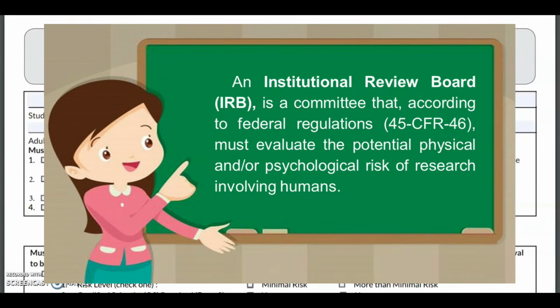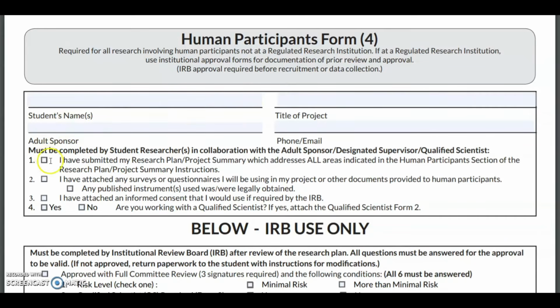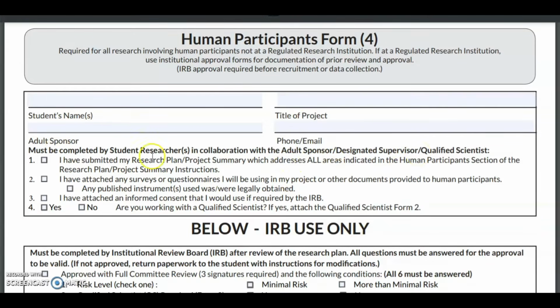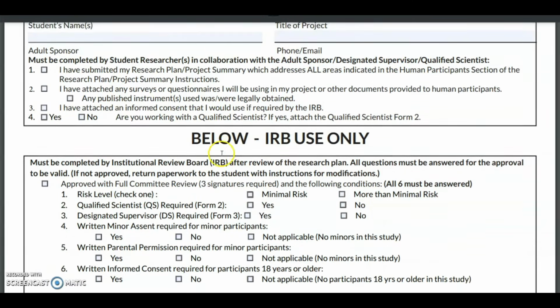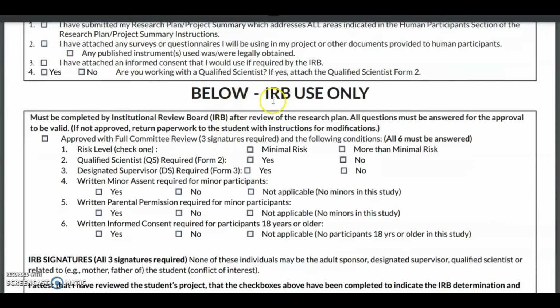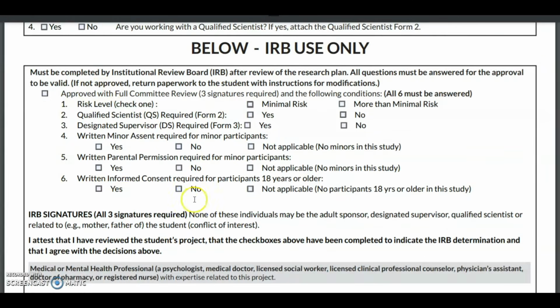In the first part of this form, it must be completed by the student researchers in collaboration with the adult sponsor, designated supervisor, or the qualified scientist. But below, as you can see, it is written here, IRB use only, meaning to say, this part should be completed only by the IRB.